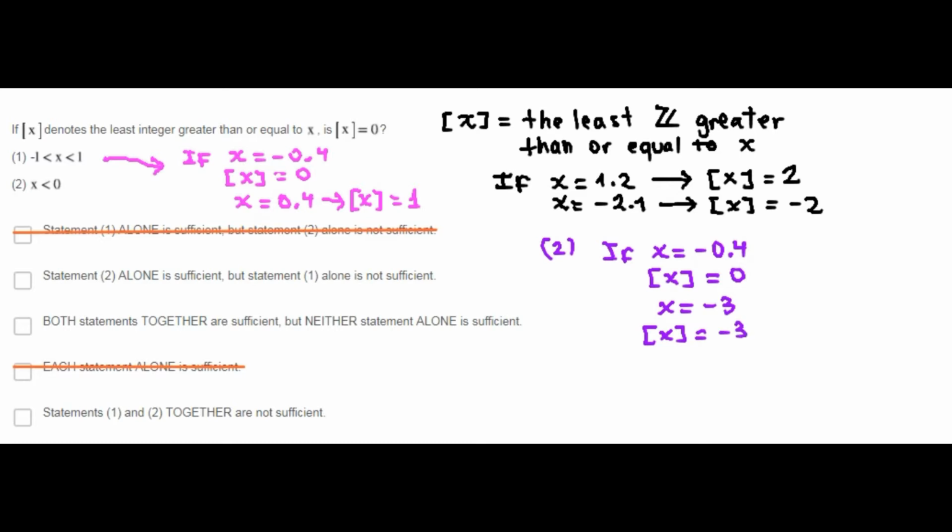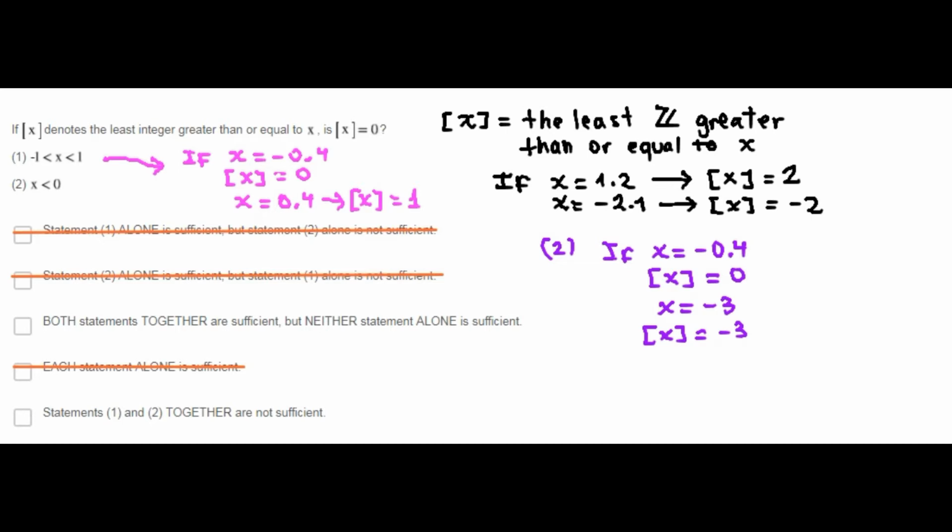Now, here our answer to the question is yes, x between two lines is 0. But here our answer to the question is no, x between two lines is not equal to 0. Therefore, statement 2 alone is not sufficient to answer the question. Choice B is discarded. Now, we need to use statement 1 and 2 together.